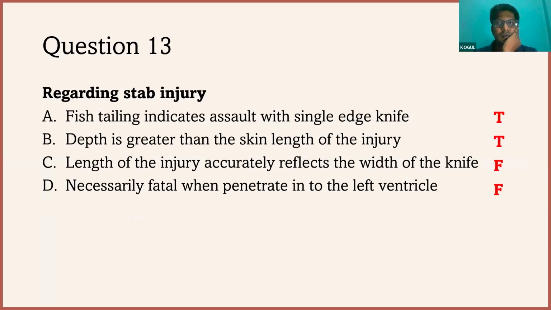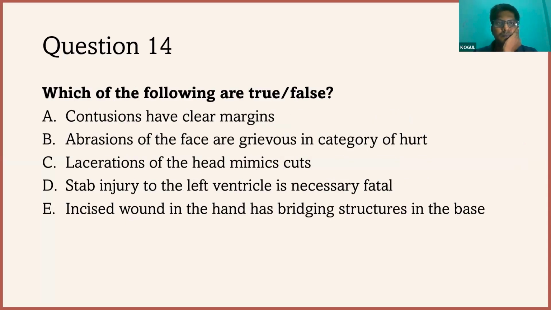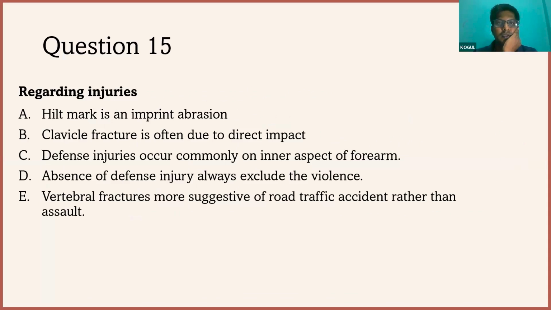So this is already repeated, and it's also the same. Regarding injuries, a hilt mark is an imprint abrasion. Usually hilt means there is a knife you will handle. The knife handle causes this type of hilt mark. So when stabbed, you will get a hilt mark. So that is a perpendicular imprint abrasion.